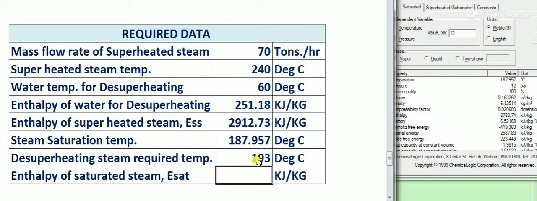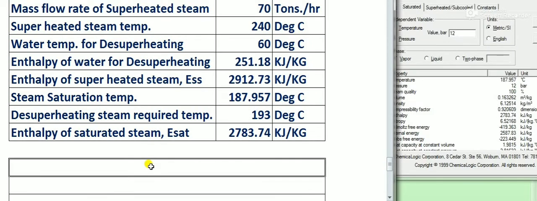188 plus 5, 193. Why do we choose 5 degrees more than the saturation temperature? Because we are not going to line up the steam for the heating medium immediately. It will take some distance, steam traps will be there, and temperature losses will be there. So this is the typical margin we take. And the enthalpy of saturated steam is the same as we calculated before: 2783.74.